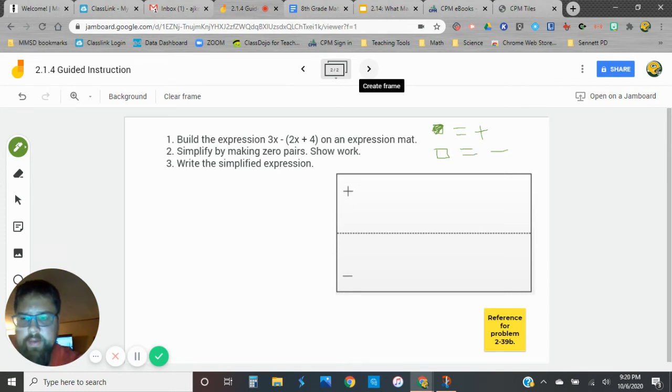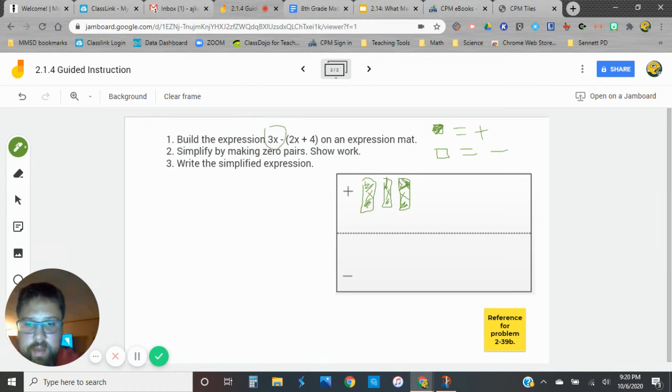I'm going to draw my tiles in. So I have 3 X's to start out with. Notice it's not going to be perfect. Those are X's, and I'm going to shade. Just shade around the X's so that we see that they are indeed positive. So there's 3 positive X's, not perfect, but we can see that. All right, so I took care of this part right here, 3x.